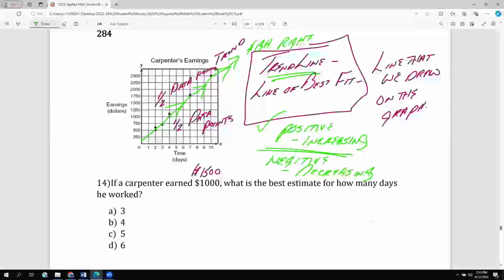Again, doesn't it make sense? The more time you work, the more money you make. So if I continue past 10 days and just say, well, what about 20 days of work? Well, shouldn't that money be somewhere way up here? Shouldn't my money, according to what I'm doing on my graph, be higher? And the answer is, yeah, of course. The more time you work, the more money you make.